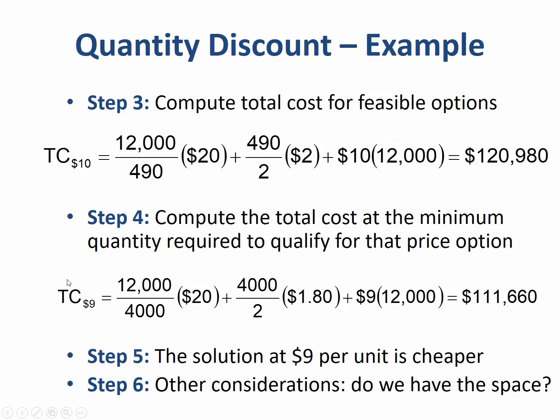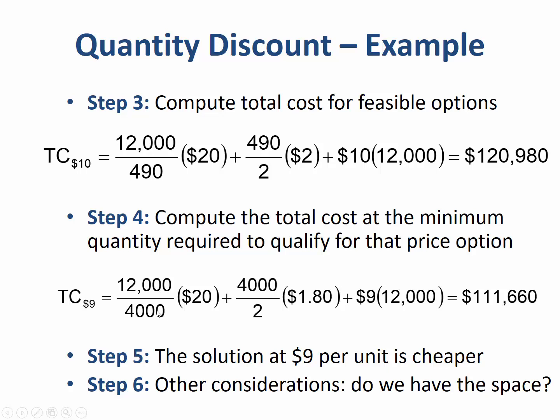Step 4, we're going to do exactly the same thing, but for the non-feasible option. The main difference between calculating the total cost for the non-feasible option and the feasible option is that instead of entering the EOQ quantity in our equation, we're going to enter the minimum quantity that would qualify us for the price discount. So if we wanted a $9 deal on the hat, the minimum we should order is 4,000. That's what we're going to enter in the equation instead of the EOQ quantity.